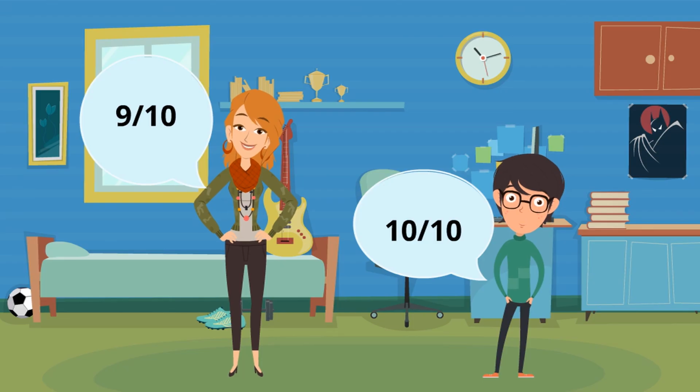For example, Yo-Yo's score was 10 out of 10 as all the statements were true for him, whereas Momo scored 9 out of 10.